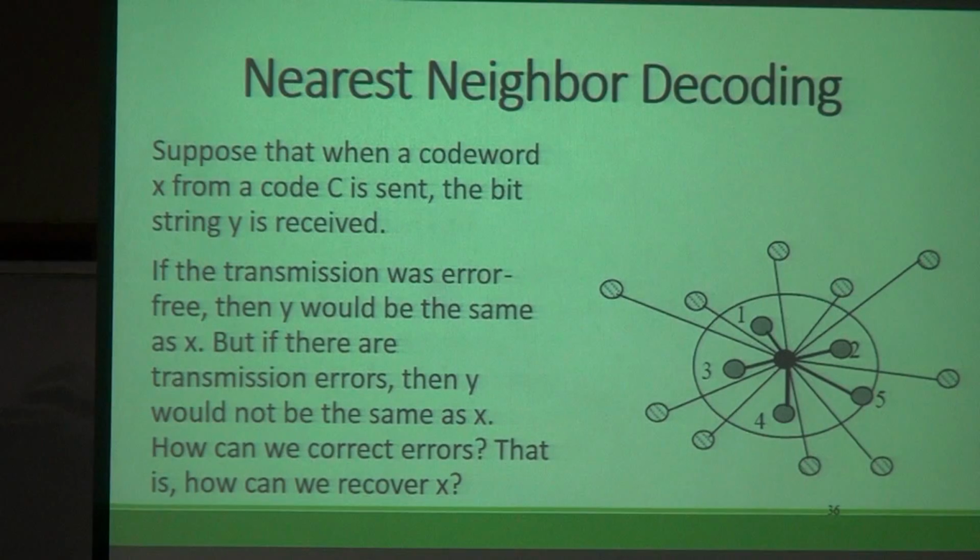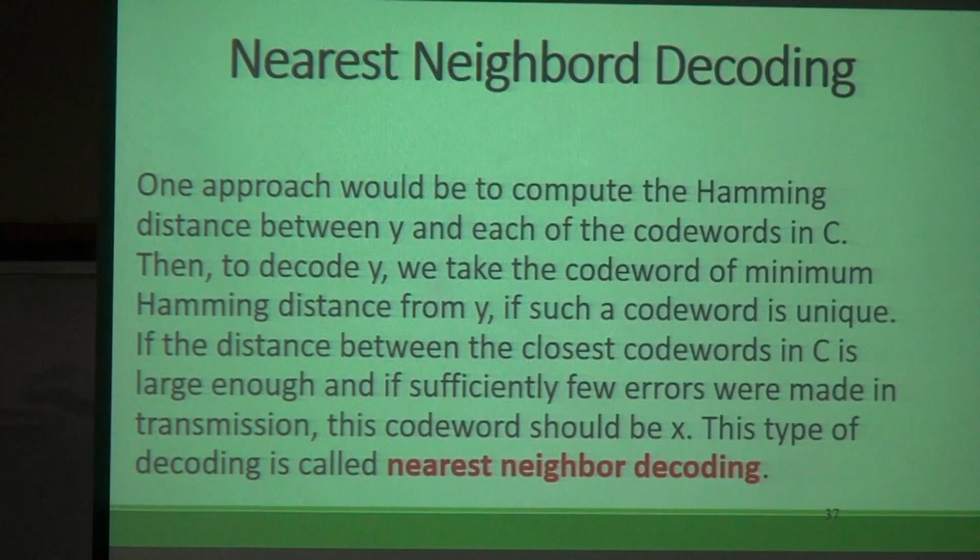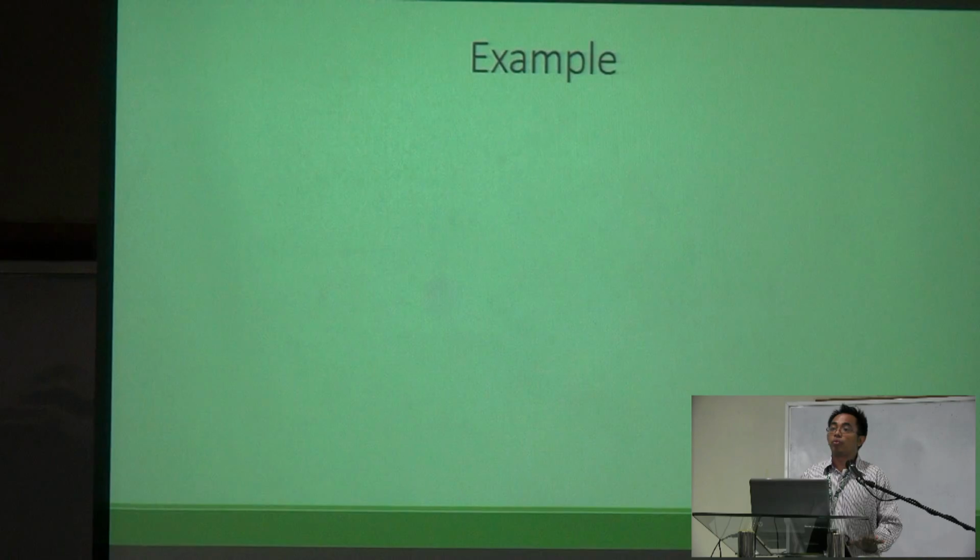One way of doing that is using the nearest neighbor decoding. But what's the drawback of using this kind of approach? What if there are two code words that are equally far, or have the same number of differences? Well, that's when your decoding fails. And that's how our themes work.